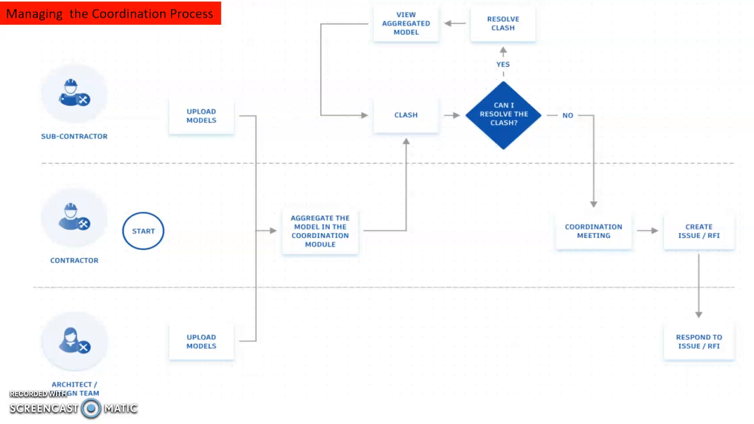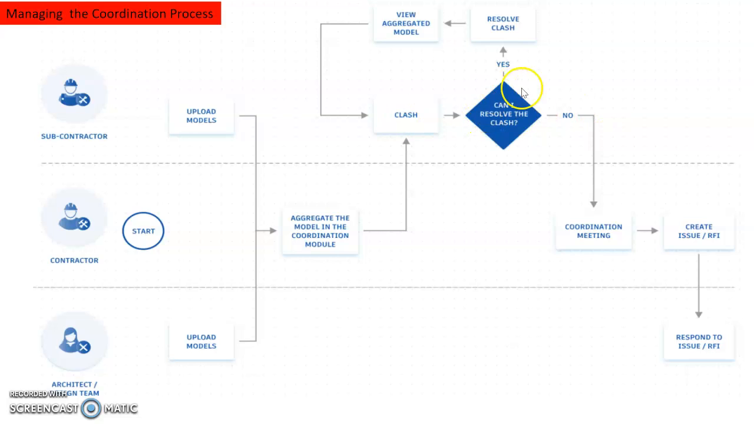clash detection, for example. Okay, so once the clash is detected between the different trades, then the contractor's role is to assess whether he is in a position to resolve the clash. Okay, so let's say he's able to resolve the clash with minimum implication, he will go ahead to do it, and then after that rerun the model again to look at the aggregated model view to see whether the problem is resolved to a satisfactory level.